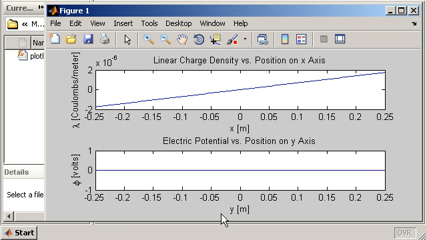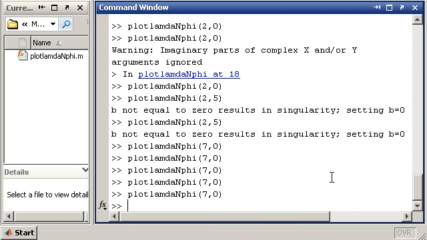And I think that takes care of the graphs. So electric potential versus position on the y-axis. Position looks like it's spelled correctly in both cases. Y in meters, phi in volts, lambda in coulombs per meter. Yeah, I think everything looks good there.